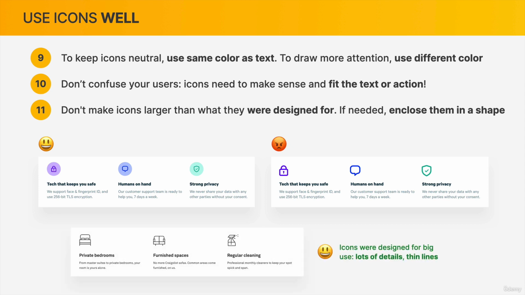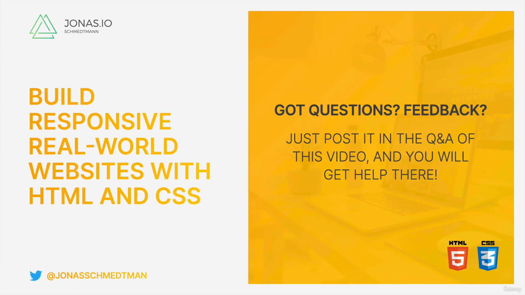Now, on the other hand, some icons were clearly designed to be used in a big way, like these ones here. And we can identify icons like that, so icons that we can make really large, by the lot of detail that they contain. And usually icons like these also use very thin lines, which keeps the icon light as we scale it up. Alright, so these are my 11 guidelines for using icons, and so now let's use some of them in the real world right in the next lecture.